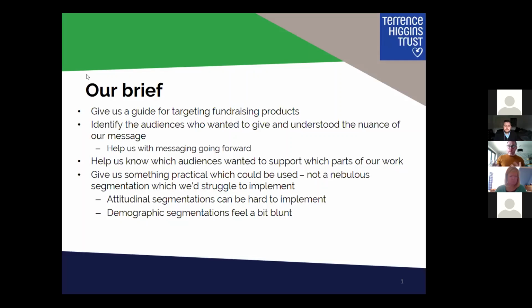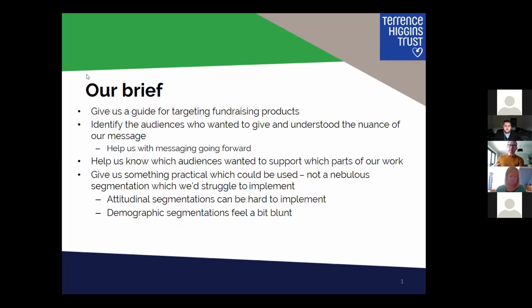We needed to know which bits of our work different people were interested in supporting. As I said, we've got parts of our work around stopping HIV transmission, bits around helping people to live well with HIV, and other parts around sexual health, which were going to be the audiences that we could sell which bits of work to, and we got that through it. So the questionnaire that we came up with working with NFP was really important, because we had to make sure it was going to tell us these things at the end of it. And we spent a lot of time on it, and it was really worth it.